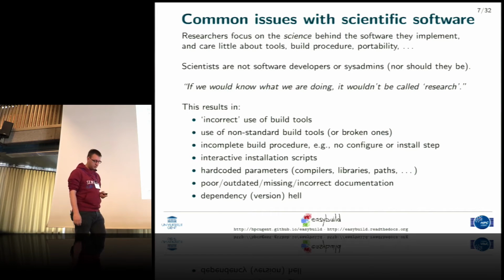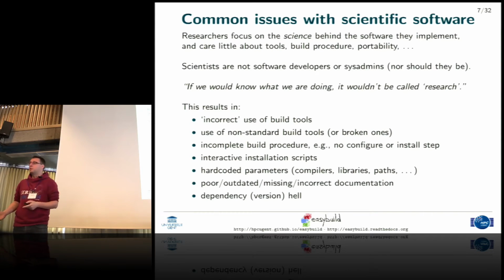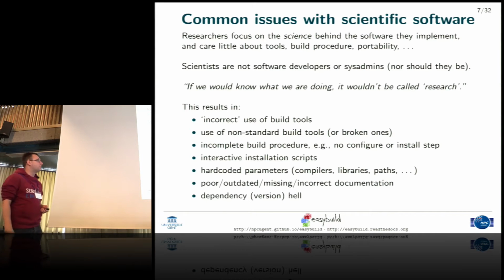So some of the common issues we run into. It's scientific software. It's written by scientists. They're not software developers, and they don't really have to be. It's not their main interest. A nice quote is, if we knew what we were doing, it wouldn't be called research. So, they of course develop software because they have to, but they don't really care about the software. They care about the science behind it. It's just a tool for them.